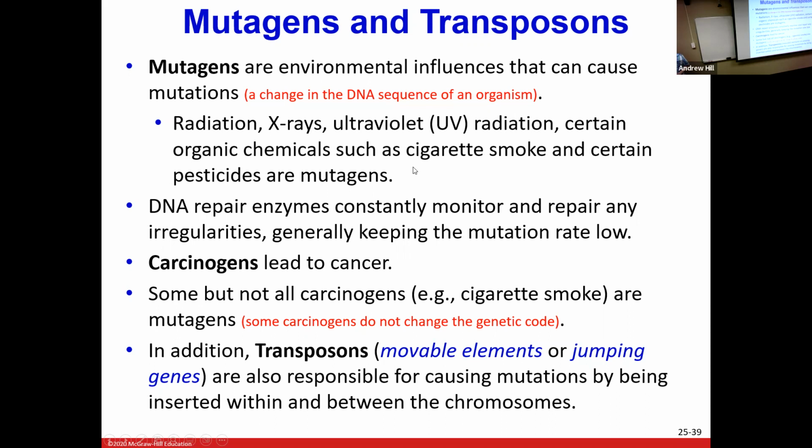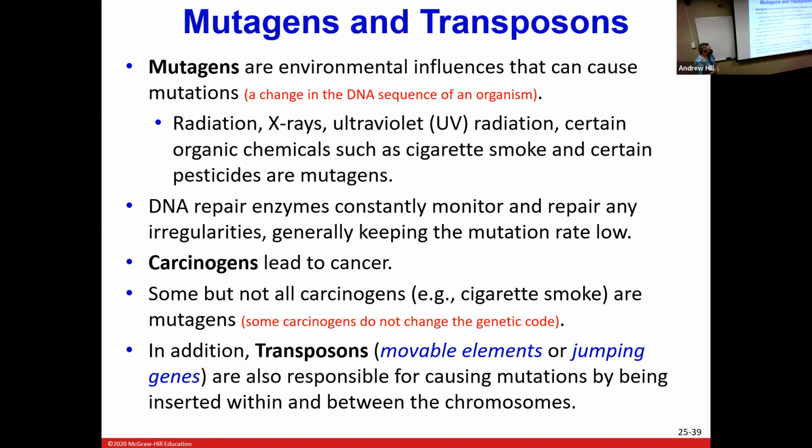Certain organic chemicals, cigarette smoke, and certain pesticides are all mutagens. The list goes on. There's hundreds and hundreds of different possible mutagens. These will cause changes of the DNA sequence of the organism. DNA repair enzymes constantly monitor and repair any irregularities, generally keeping the mutation rate low. Basically, every time you go out and you're exposed to something like UV rays, you're probably damaging your DNA a little bit. But luckily, we have all sorts of repair mechanisms that cells have developed over millions of years.